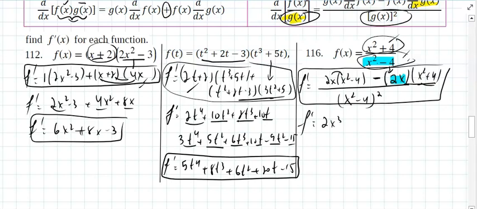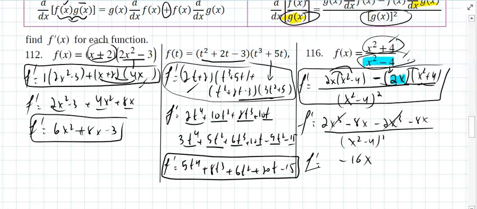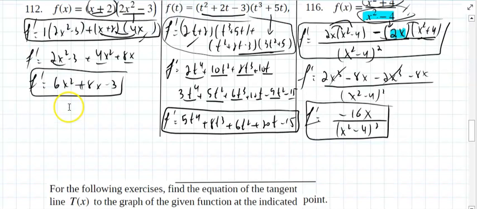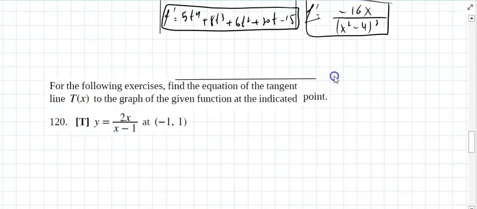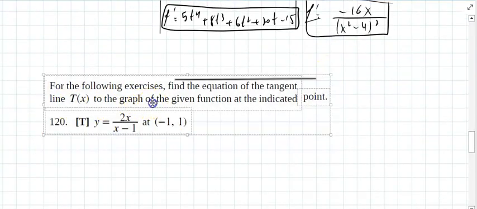That's 2x cubed minus, for the homework you need to match it up, negative 2x times x squared, negative 2x cubed, negative 2x times 4, negative 8x, divided by the denominator squared. And that will be negative 16x divided by x squared minus 4 squared. And there it is. Oh, a bit more space than we want. It's okay. How about the following problem?